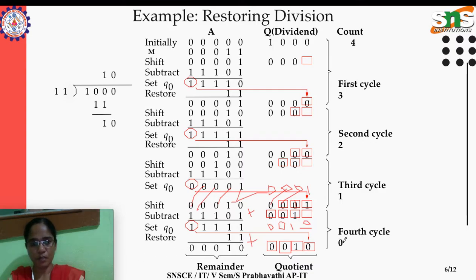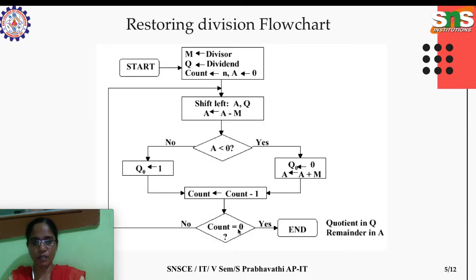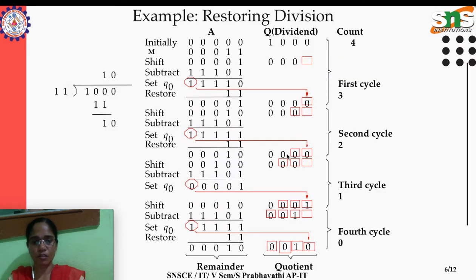Okay, after decrementing the count, you need to check whether the count reaches 0 or not. Yes, now at the final state the count reaches 0, and that's it, the algorithm stops, and whatever value is present in the A register is said to be the remainder. So this is the remainder, and whatever is present in the Q register is said to be the quotient. Okay, so here the quotient is 1 0, 0 0 1 0 is nothing but 1 0, and here remainder is 1 0. So that's the answer. We got it from the manual calculation also.